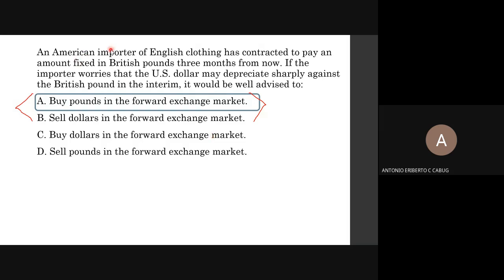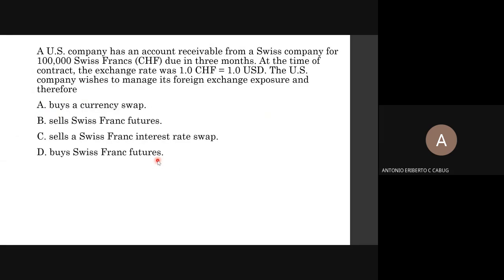Because the American here is a buyer, meron siyang payable. Dahil meron siyang payable, which is fixed in British pounds, kailangan niya bumili ng pound. So dapat, pumasok siya sa isang forward contract para bumili ng pound. Okay? Your answers are correct. Very good. The answer is B or A. But then again, the best answer is A. I hope malinaw yung explanation ko. Kung hindi man, please seek for clarification.